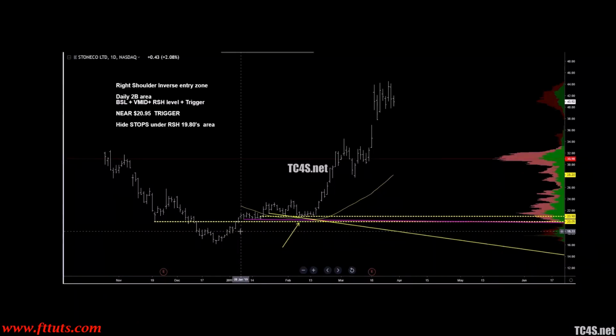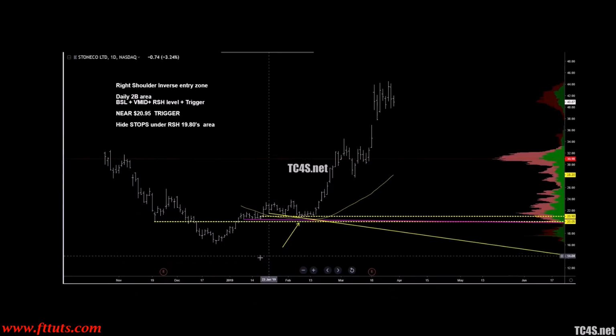Look where my vertical line is showing that price was on that ledge but didn't hit the yellow dotted line. That alert was not firing and going off. But we knew we were in the right shoulder inverse entry zone. So as I type up here, you can see what the plan was. We have a right shoulder inverse entry zone. We know that it's there, potentially, but that's not enough to take a trade.